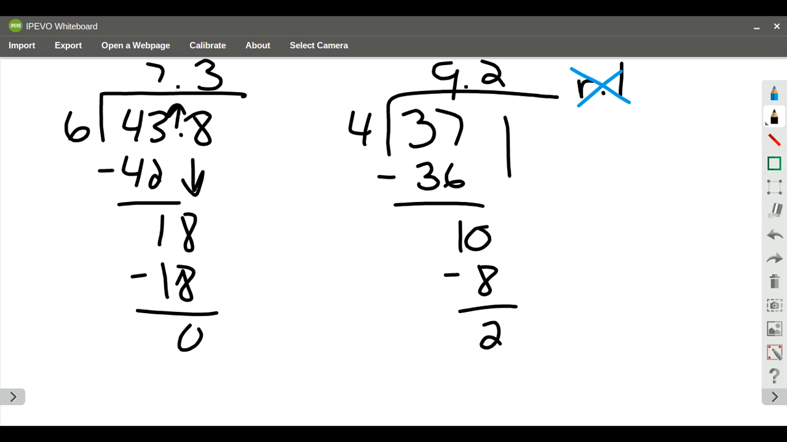I don't have anything to bring down, so I'm just going to add another 0. And then I'm going to look at 4 goes into 20 5 times. I'm going to multiply. I get 20, subtract, and I have 0 left over. Okay, so let's continue to work on some of these. I'm going to do a couple from your independent practice.